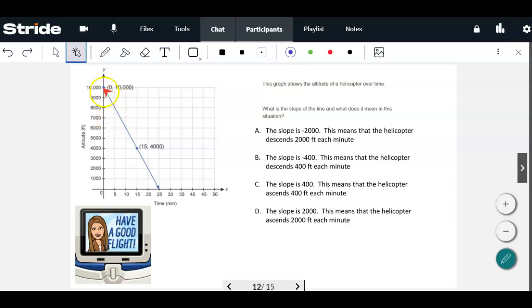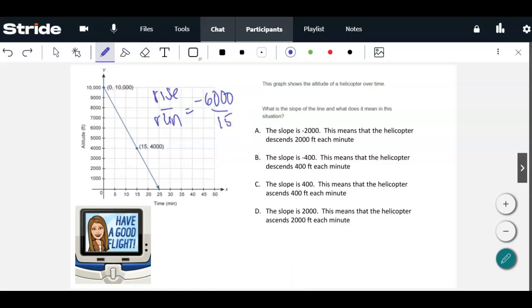Okay, so we have to look at our scale here. What is the difference here if it goes from 10,000 to 4,000? And you can also use the slope formula here with these 2 points. You can do rise over run. If it goes down from 10 to 4, that's down 6,000. And then the run, it goes from 0 over to 15. All right, so then you want to simplify that.